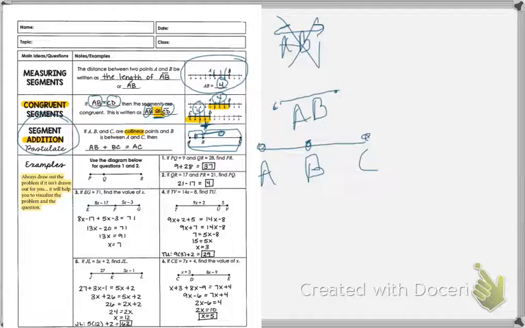So for problems 1 and 2, it tells you specifics. For number 1, it says PQ is 9. So we know that from here to here is 9. QR is 28. So the question is, what is the whole thing? This one's fairly easy. Well, the whole thing is actually just 37. I add these two together.